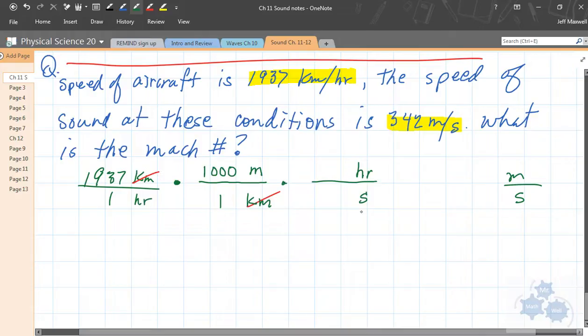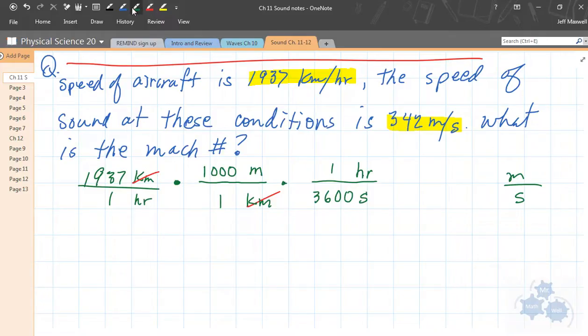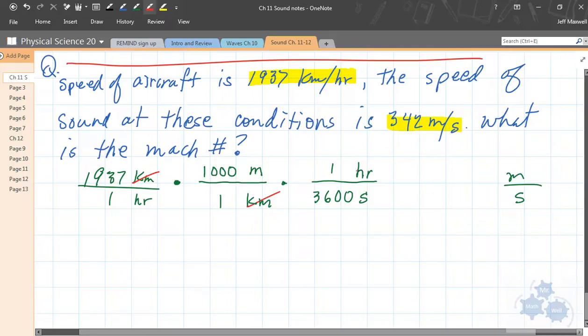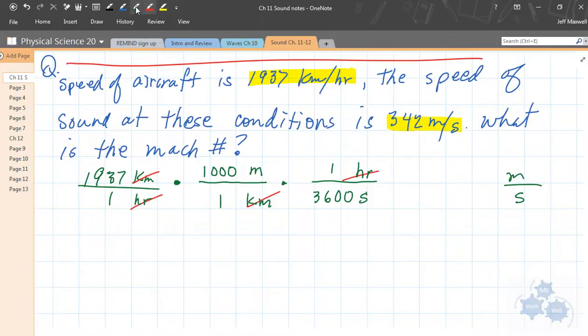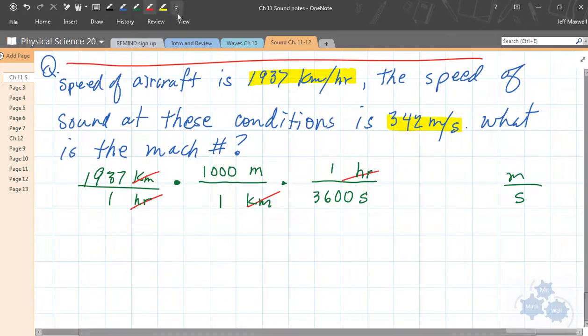You might have that at the top of your head. 3,600, right? It's 60 seconds per minute times 60 minutes per hour. So if you know this already, I'm totally okay with you just throwing this conversion factor down there right now. That's totally fine. So we see that hours now are gone, and I'm left with, this is really good, meters and seconds. You see that? That's exactly what I want.